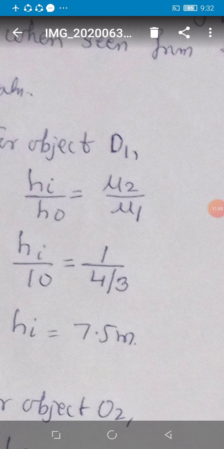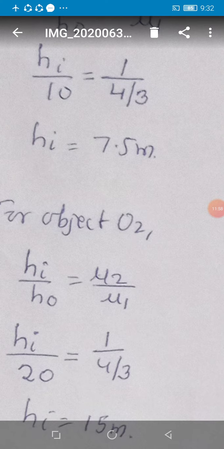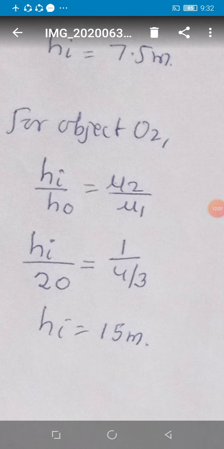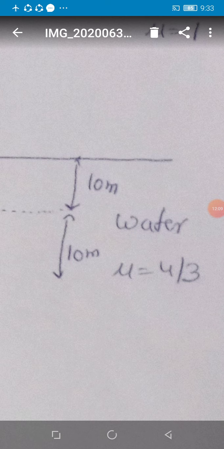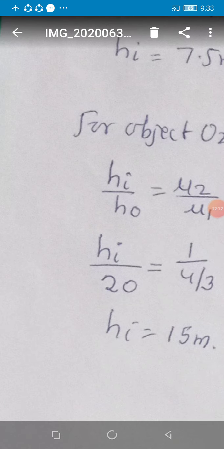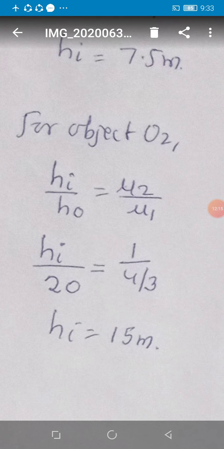Now student, I am solving it for the second one. See, the same formula, hi upon ho. Now ho is 20, student. This is what we have to understand. See the figure again. O2 is at 20 meter depth from the surface of the water. So now ho is 20. Rest things are the same. Now see, student, how much I am getting hi: 15 meters. 15 meter means when the person is looking from above, from the surface of the water it will appear to be at 15-meter depth, though actually it is at 20 meters. Means that animal is actually at 20-meter depth, but that person will see it at 15 meter.